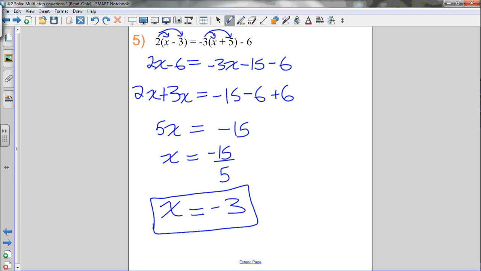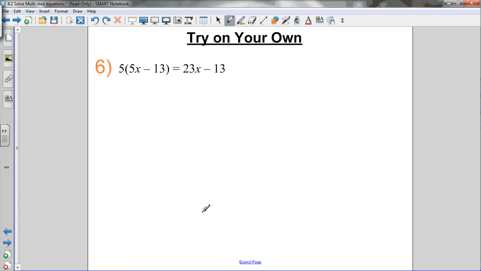Negative 3 is the value of x that makes the left side of this equation equal the right side of this equation. Try this one on your own. Pause it now and try it. Okay, now that you've tried it, I'll take it up for you.